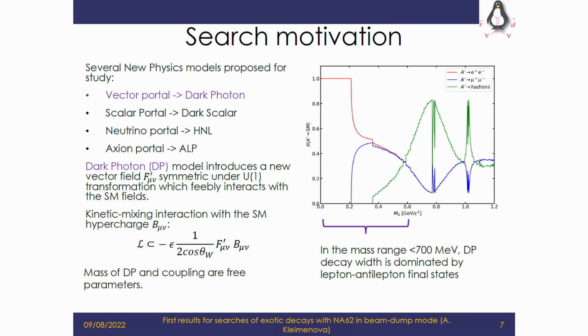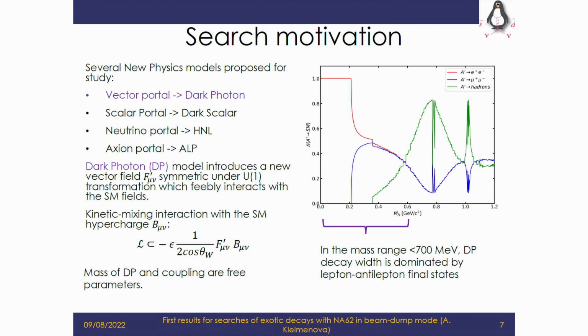The dark photon is a simple extension of the Standard Model, where you introduce a vector field, which then couples via kinetic mixing to the hypercharge. In this kind of model, the mass and the coupling are free parameters, and so one can compute the branching ratio of the dark photon into Standard Model particles.